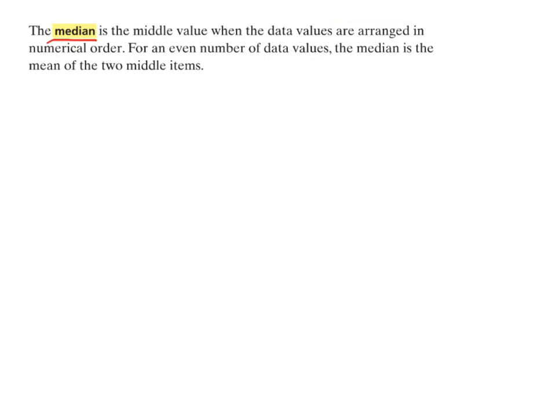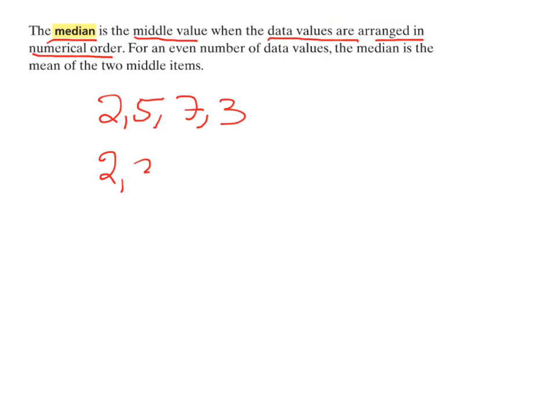The median is the middle value when the data values are arranged in numerical order. Let us take the same numbers 2, 5, 7 and 3. Are these data items arranged in increasing order? No. So you must first arrange them in increasing order from small to big. So 2, 3, 5, 7. Now what is the middle value?